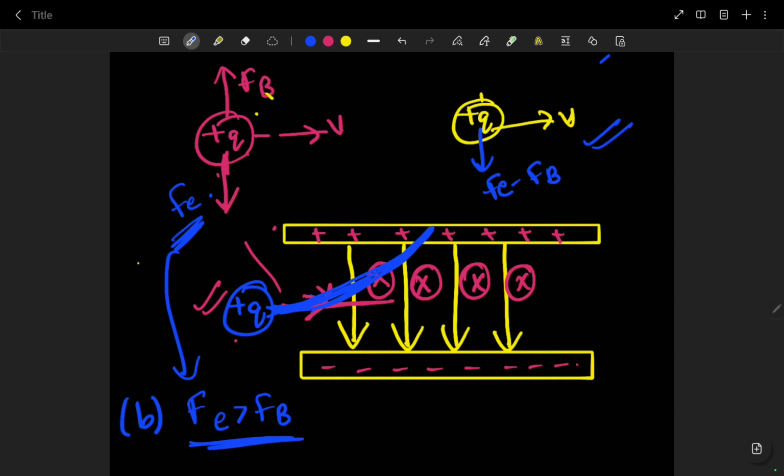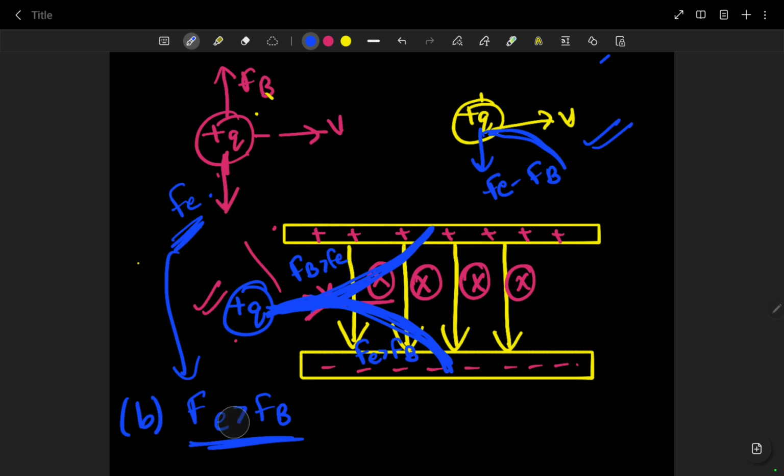And what will be the path? The path will be parabolic here also. It will come like this. So I can draw it like this basically. So I hope you know that this corresponds to my first case. First case means FB is stronger than FE. The second one corresponds to FE stronger than FB.